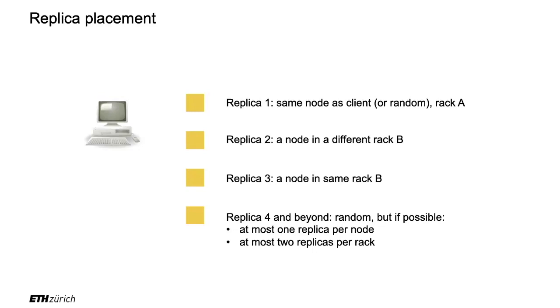Okay? And then replica 4, if you have, of course, a replication factor of more than 3, because the default is 3, then you just do it randomly, but you do want to make sure that you don't have more than one replica on every node, right? Because otherwise it's a concentration of risk, right? Klumpenrisiko. So you have at most one replica per node, and at most 2 per rack. If you already have 2 replicas on the same rack, then that's enough.